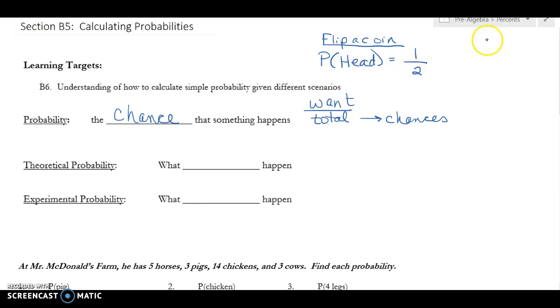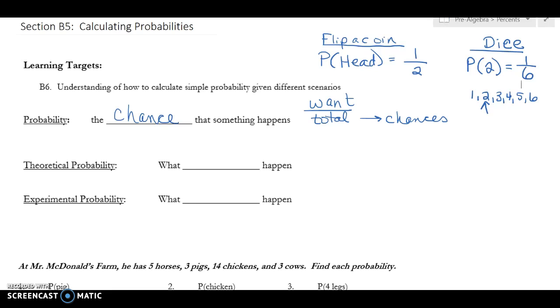Another common one you have is a dice, or one die. Let's say I want the probability of rolling a 2. Well, on a dice, these are all my options. I have the numbers 1 through 6, and I have 1, 2. So there's one chance of getting a 2 out of 6 total. And so probability is what you want over total.